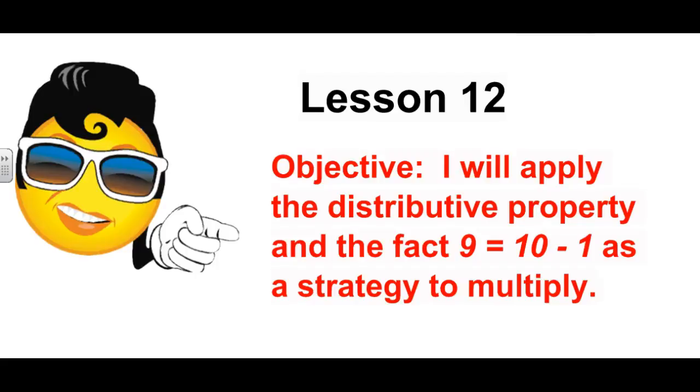Your objective for lesson 12 is: I will apply the distributive property and the fact 9 equals 10 minus 1 as a strategy to multiply. That is the same thing as 10 minus 1 equals 9. So we're going to be working with that fact, and we're also going to be working with the distributive property that we have worked on back in Module 1 and that we've worked on in this module as well.